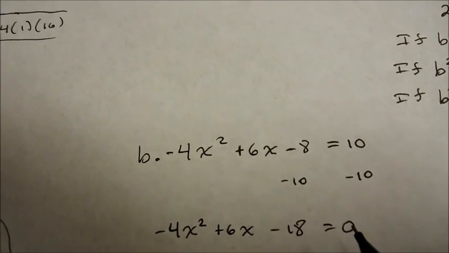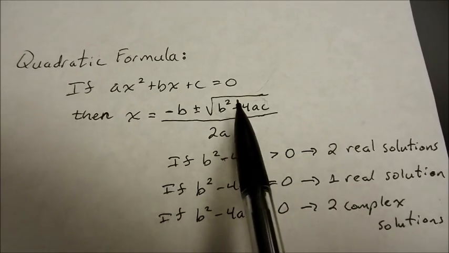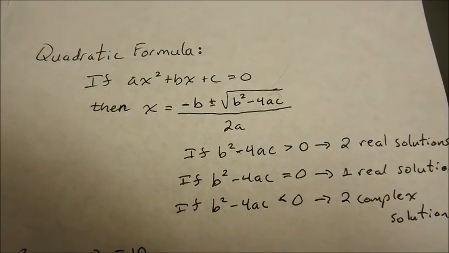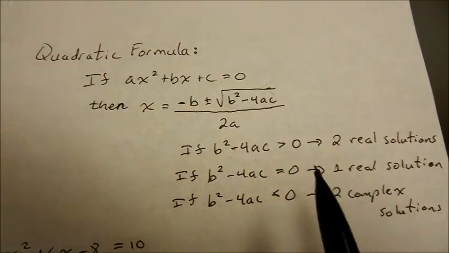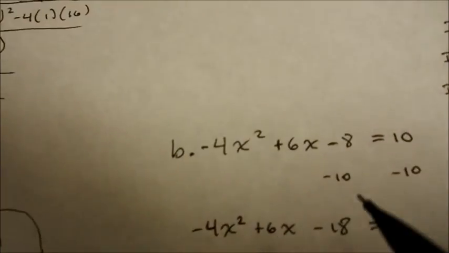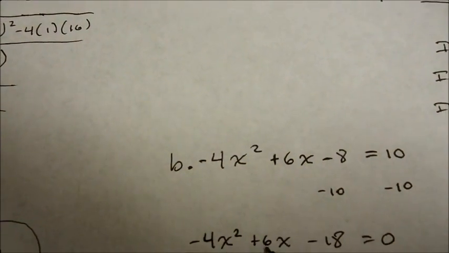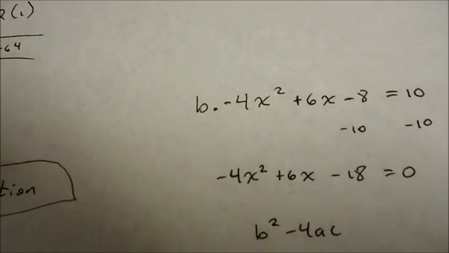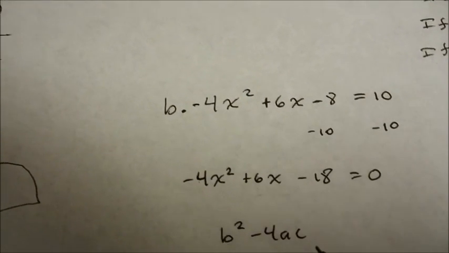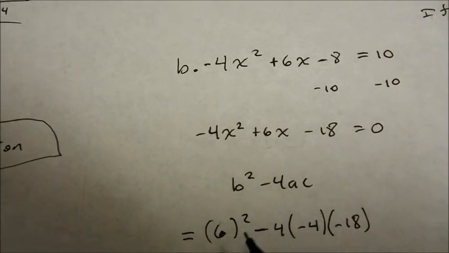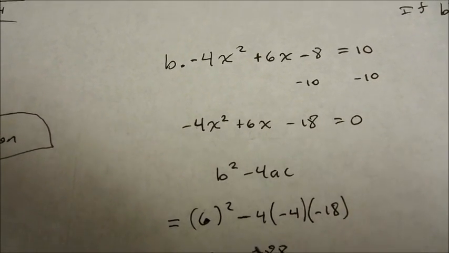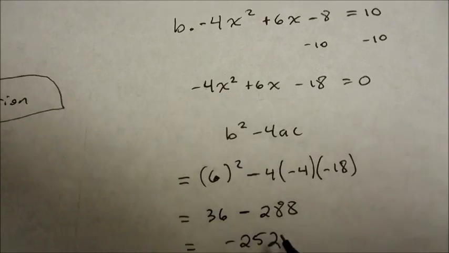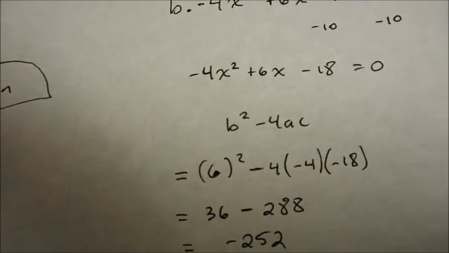Let's just go find the discriminant, this portion here, and then use this knowledge to determine the number and type of solutions. So we're just going to find b squared minus 4ac, b being 6, a being -4, c being -18. We're going to find the value of that expression, the discriminant. Plugging in the values here and calculating, we get 36 minus 288, and a value of -252.